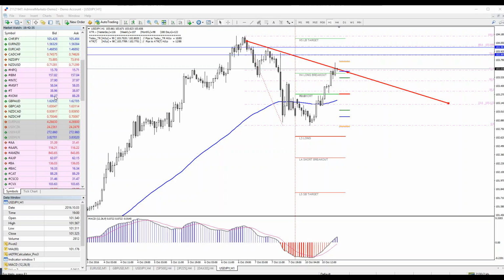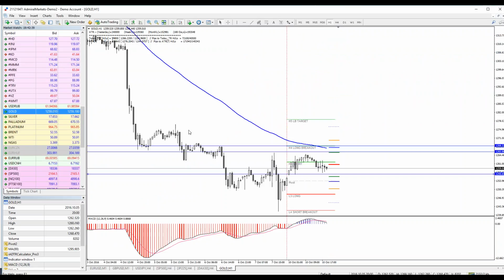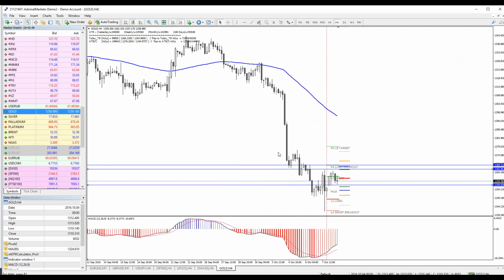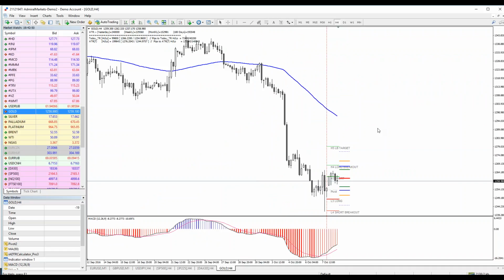Ilya is saying that gold is having a master candle. Okay, let's see gold. Master candle on 4-hour and daily. Yes, this is a master candle. Indeed, Ilya, you are a good student of mine. And guys, this is what Ilya has noticed, and he is right. This is a master candle on 4-hour and daily.